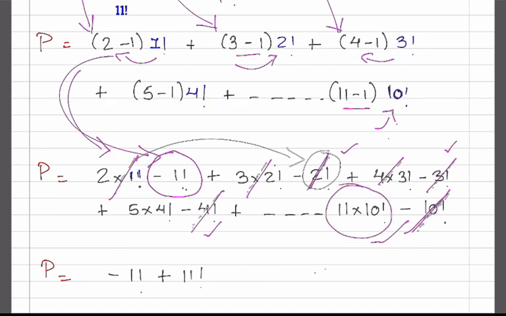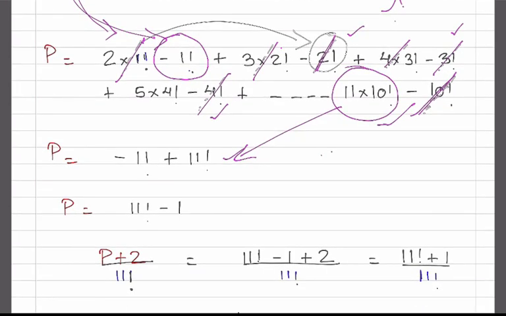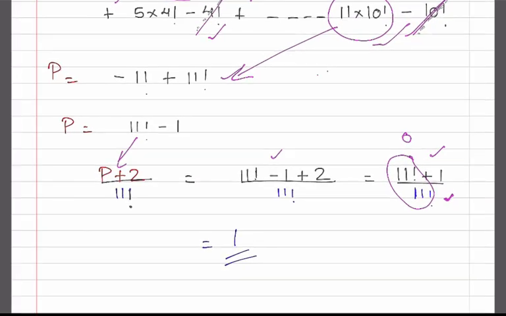Now what is this? 11 into 10 factorial is nothing but 11 factorial. So this will come here, and minus 1 factorial. So I'm left with 11 factorial minus 1. So 90% of the problem is solved right now. What do I need? P plus 2. So what is my P? This 11 factorial minus 1, I write it here, plus 2. So I add 2 to this: 2 minus 1 is 1, so it is 11 factorial plus 1 divided by 11 factorial. 11 factorial divided by 11 factorial, the remainder is 0. 0 plus 1. My answer for this is now 1.